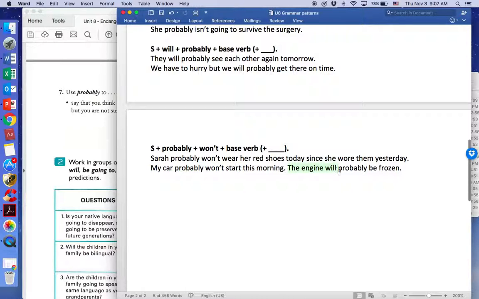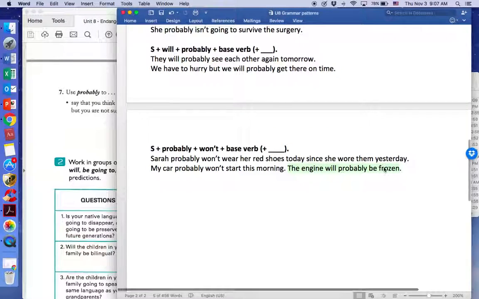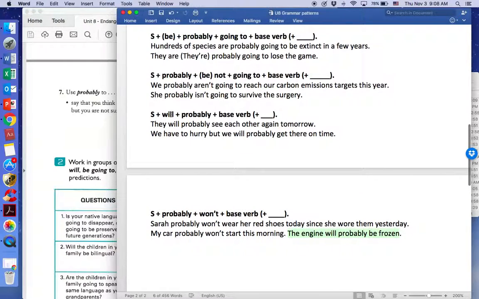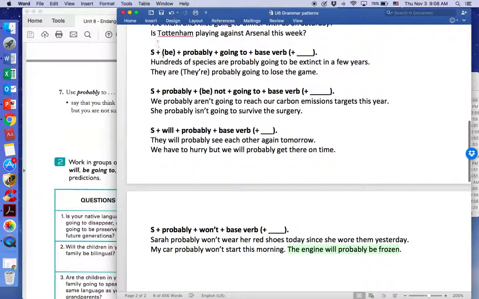Why? The engine will probably be frozen. Right? So we're talking about somewhere cold. Somebody didn't plug their car in at night. This is the reason. It's not really important for this, but it does show us again that in the affirmative, the engine, subject, will probably be frozen. Right? So don't forget to change around your sentence order for statement and question. Don't forget to change around your sentence order for positive and negative using probably.